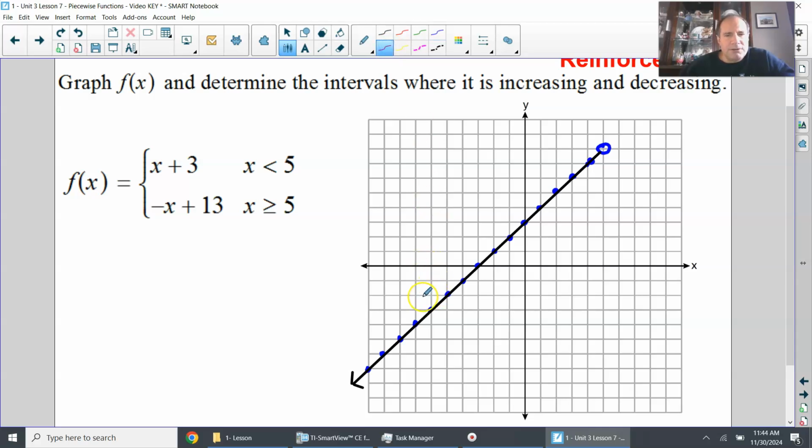So we're going to put down f of x equals x plus 3, semicolon, x is less than 5.